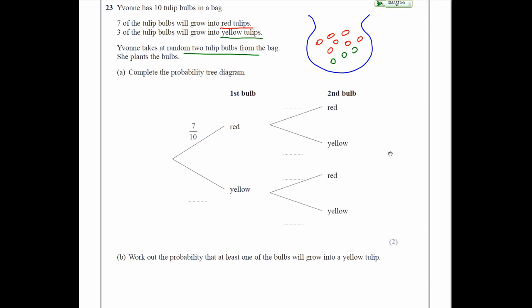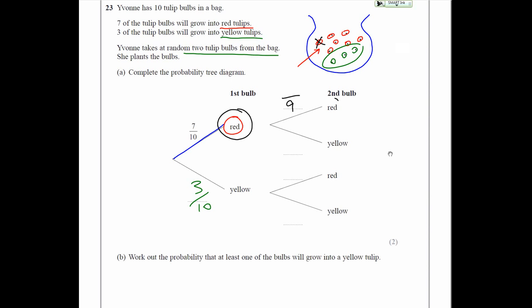She takes 2 bulbs. Okay, so the first bulb, there's 7 out of 10 chance that it's going to be red, because there's 7 out of 10 in the bag. That means that there's a 3 out of 10 chance that it's yellow. Here's the difficult part now. Let's say that we've already picked a red. That's gone. One of the reds has gone out the bag. So that means that you've only got, if you count them, 1, 2, 3, 4, 5, 6, 7, 8, 9 left. So it's out of 9.